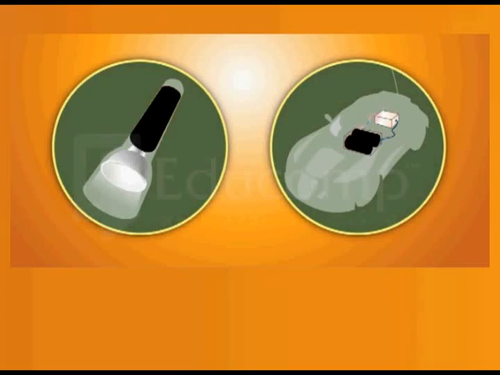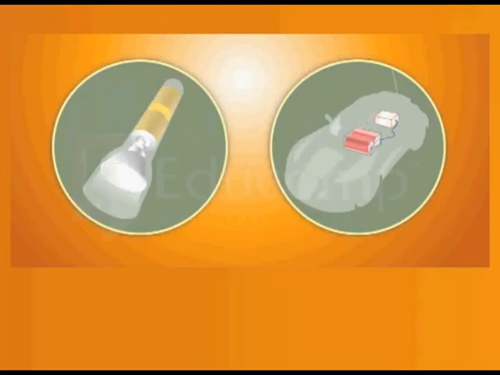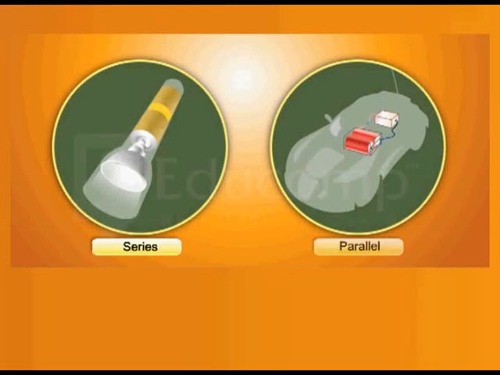Series and parallel connections. When two or more cells are connected to form a battery, the combined EMF of the battery depends on whether the cells are connected in series or parallel. How are cells connected in series different from those connected in parallel?